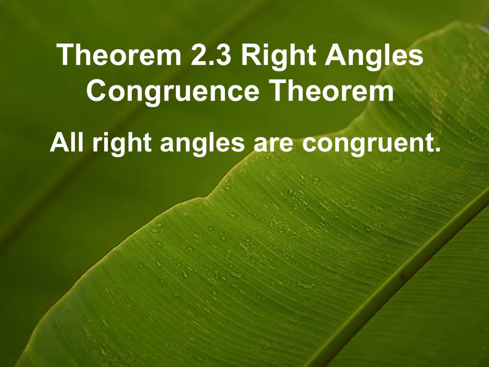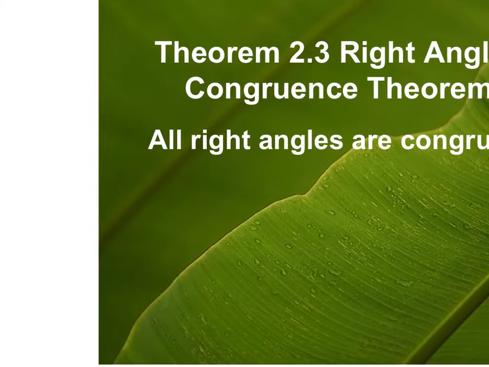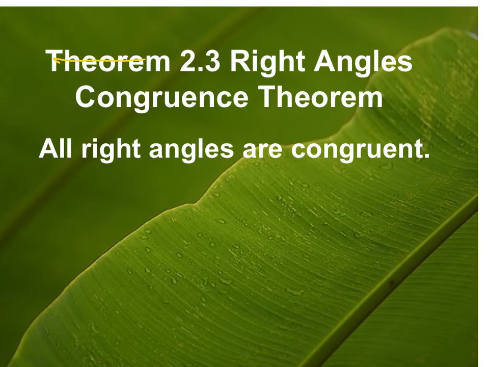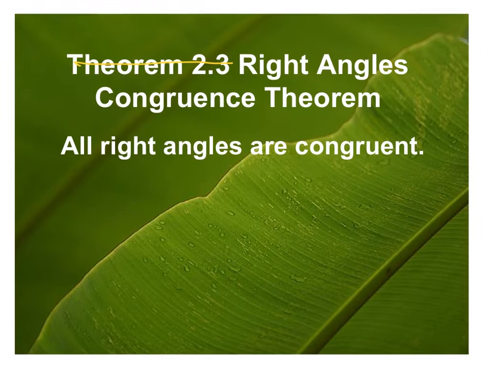So here is Theorem 2.3. Again, the number's not important to us, but what's important is the name, and it's called the right angles congruence theorem. Basically all that it says is that all right angles are congruent. So you can either memorize the name for it or memorize what it says. It's almost the same number of words as restating what it is.